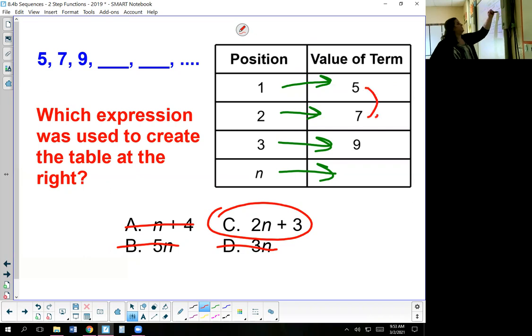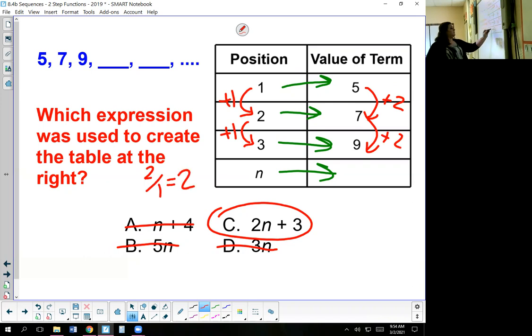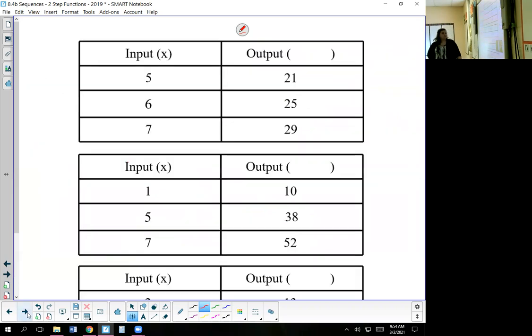Here's why. This is going up by 2, this is going up by 1, this is going up by 1, this is going up by 2. 2 divided by 1 is 2, so that's why it's times 2. Okay? And then in order for me to get to 5, I have to add 3. And again, that works every single time. So it's taking what I just showed you and then applying it to sequences or nth terms and whatnot.